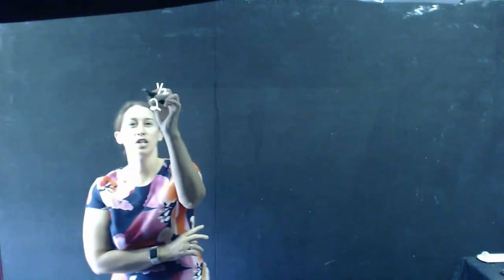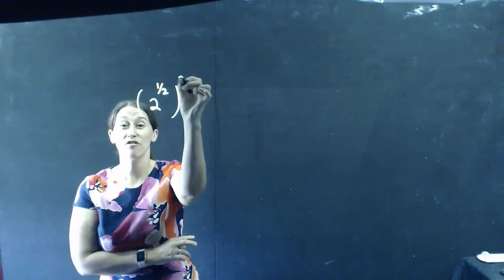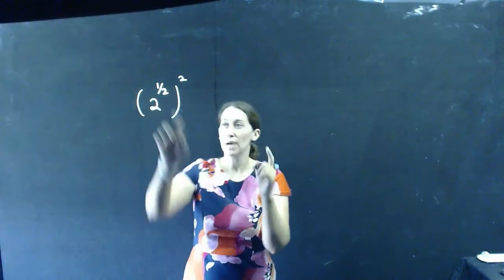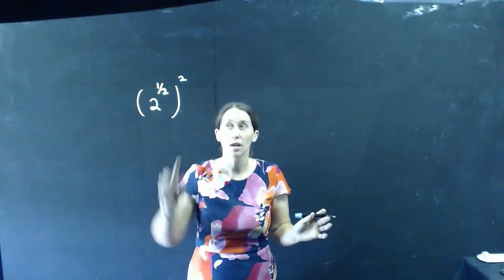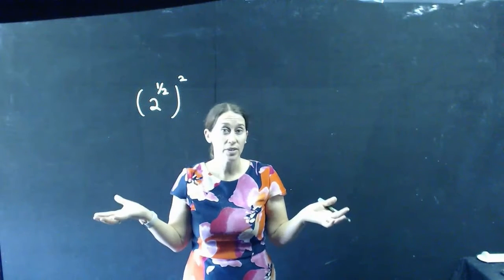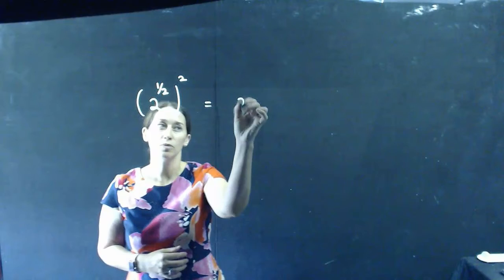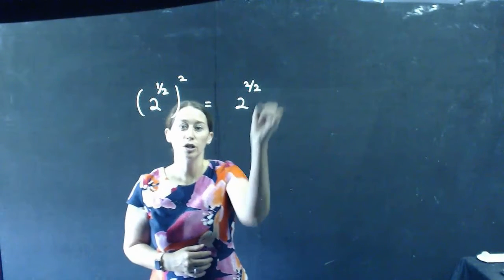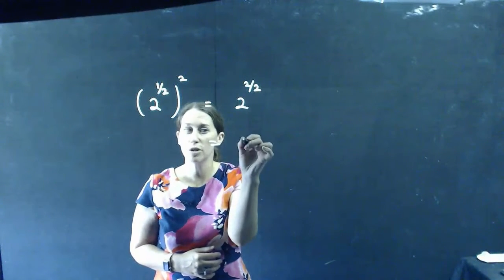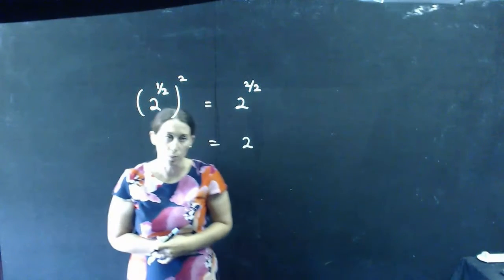So our base is 2, power is half, and I'm going to use the fourth law, which is raising a power to a further power, which says I multiply the powers together. So let's do it. 1/2 multiplied by 2 becomes 2 to the power 2 over 2. If we simplify that, we're left with 2 to the power 1, which is just 2.